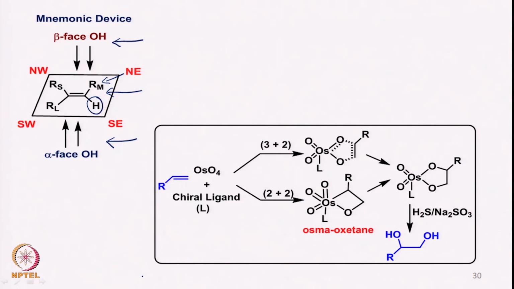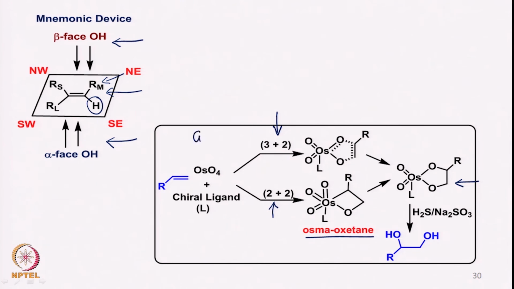Now it is proposed that the reaction proceeds via this 4 membered osmaoxetane via 2+2 cycloaddition, whereas it is also proposed that it goes via a 3+2 cycloaddition, and then of course eventually they come to this particular intermediate, and then the reduction leads to the formation of the diol.